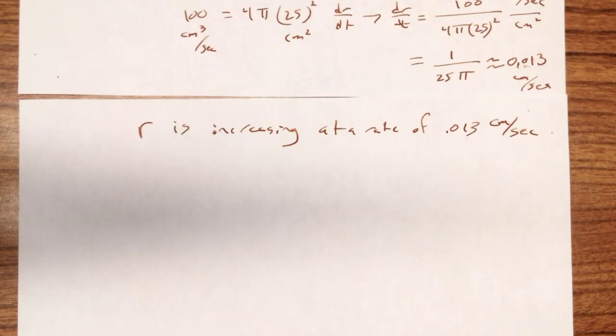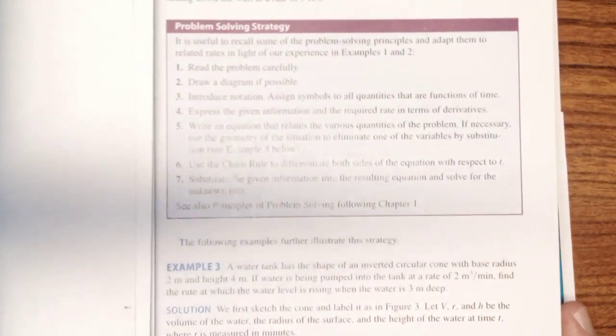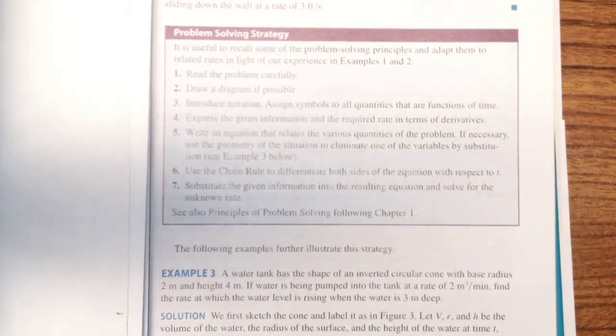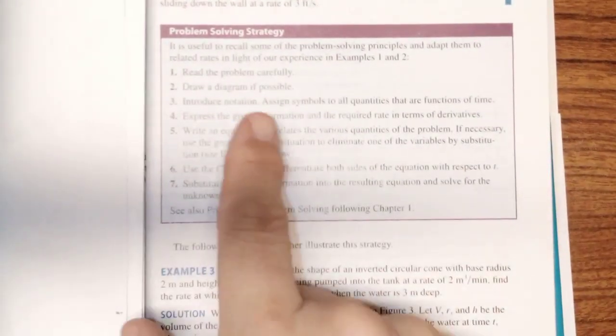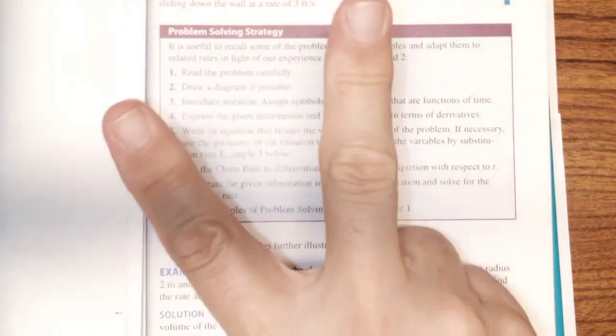Okay, on page 249, we have a box. The box tells me what to do. The box says, read carefully. I'm going to insert another word into this. Read the problem carefully twice.